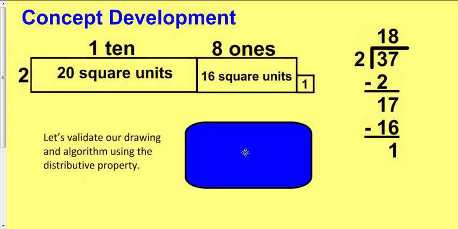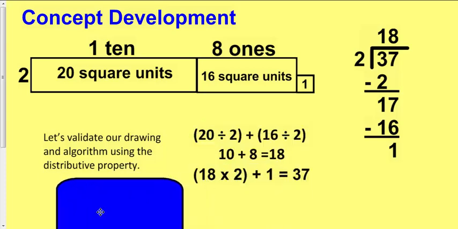So if we want to look at this using the distributive property like we were using with the area model before, we could say 20 divided by 2 is 10, 16 divided by 2 is 8, and then 10 plus 8 equals 18, right? But we have a remainder of 1. So if I wanted to check my work, 18 times 2 would be 36. 36 plus 1 equals 37. So I know that my answer is correct.